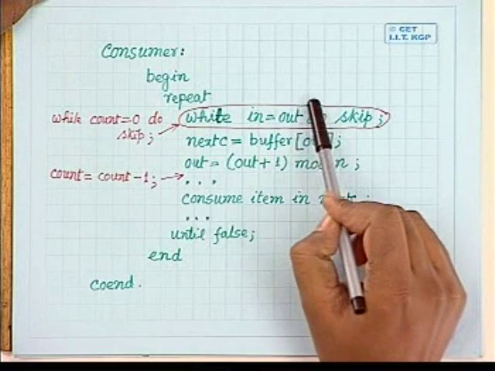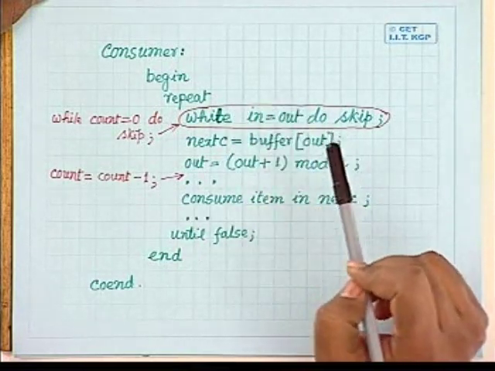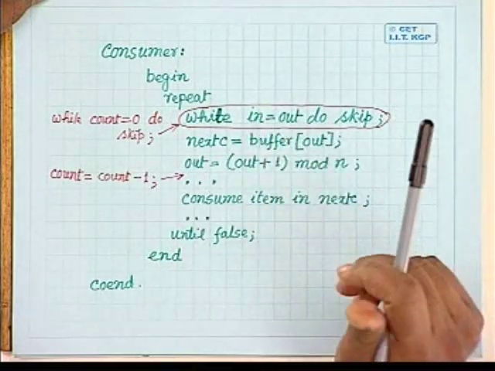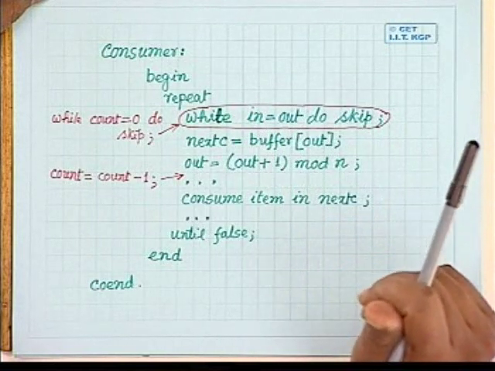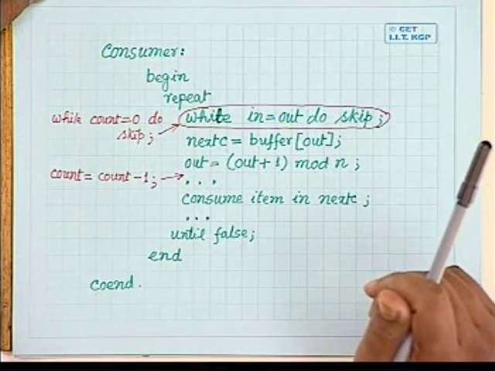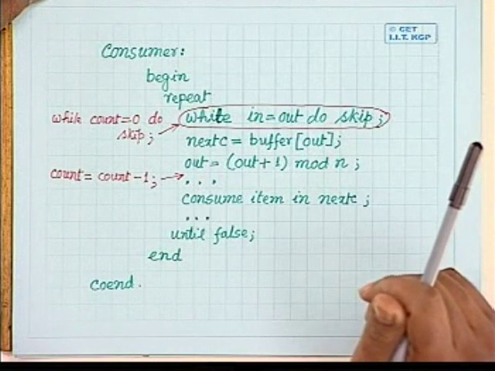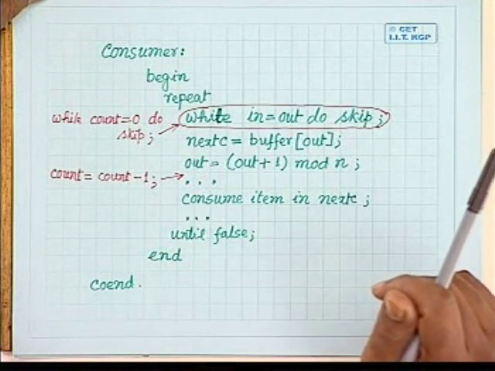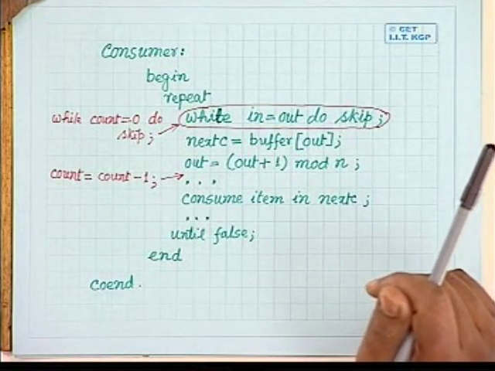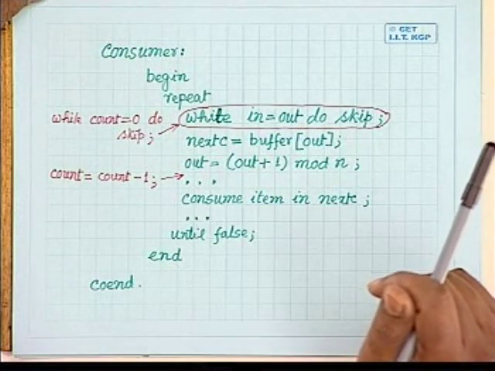Okay, and there the problem we have pointed out is that if we use in and out pointers to check the buffer full or buffer empty condition, at least one of the locations in the buffer pool must be empty. That means if we have a buffer of size n, at the most we can put n minus 1 elements into the buffer.